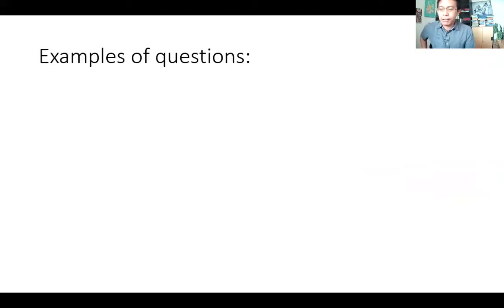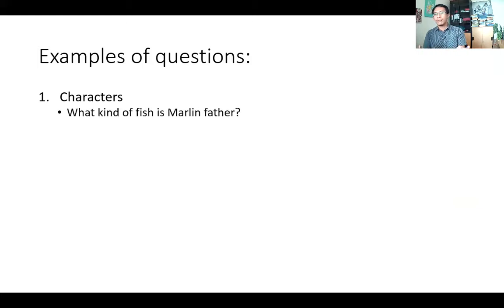All right, now let's go to the questions. Let me give you examples of questions that you can ask in literary analysis or literary critique. Now, what are the questions? For the characters, for example, we can ask questions as simple as, what kind of fish is Marlin's father? Or is Nemo, not Marlin's father? I'm sorry, there's a typo there. What kind of fish is Marlin? The answer can be as simple as Marlin is a clownfish.